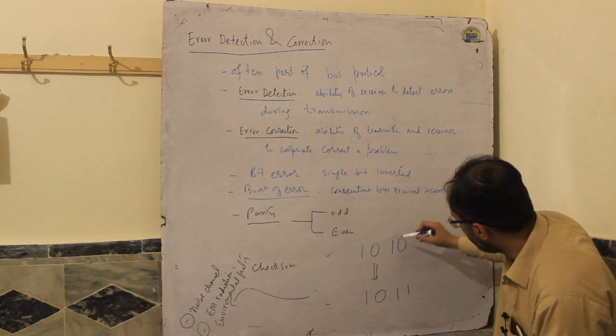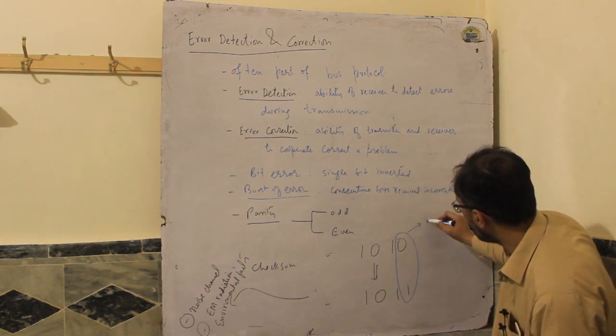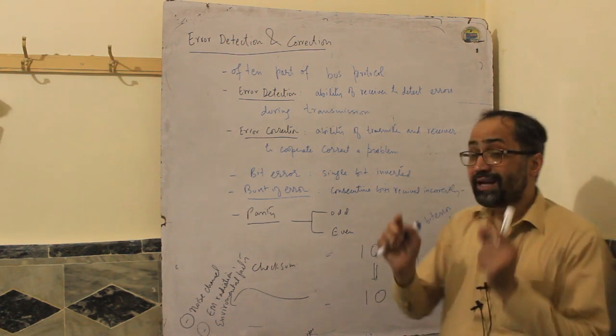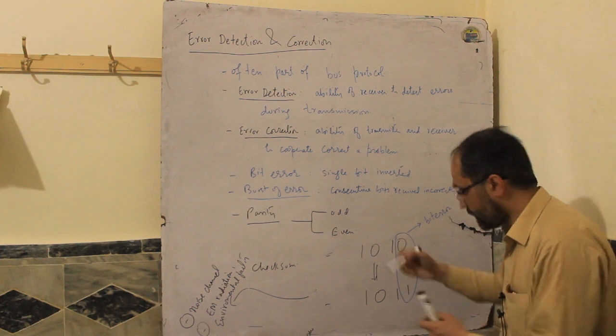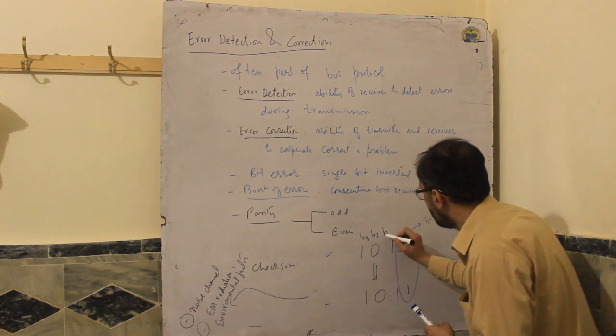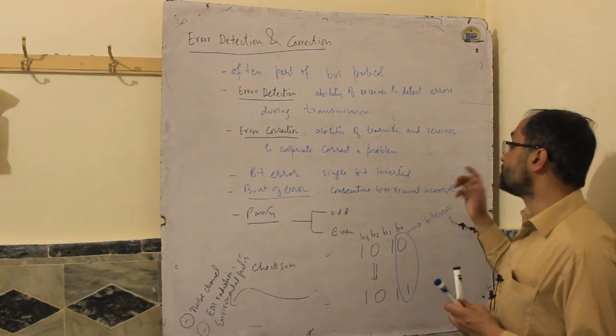So there is an error in this bit. This is called a bit error. In a bit error, only a single bit is inverted. This means that if this is B3, B2, B1, and B0, then there is an error in B0. This is called a bit error.